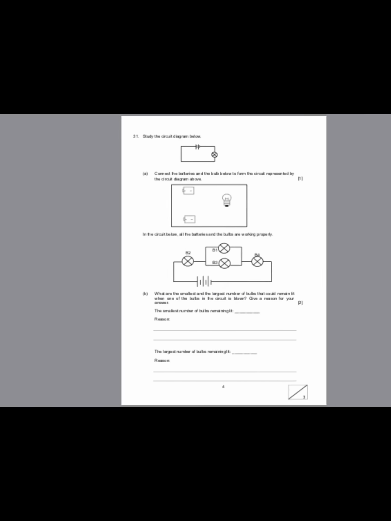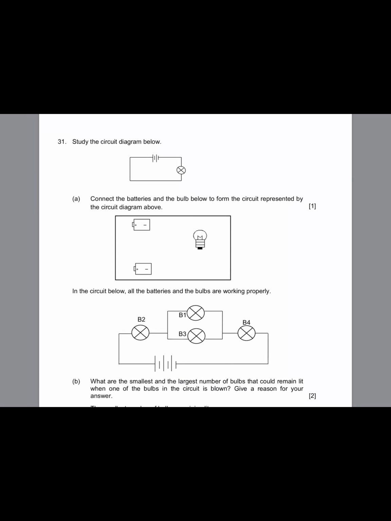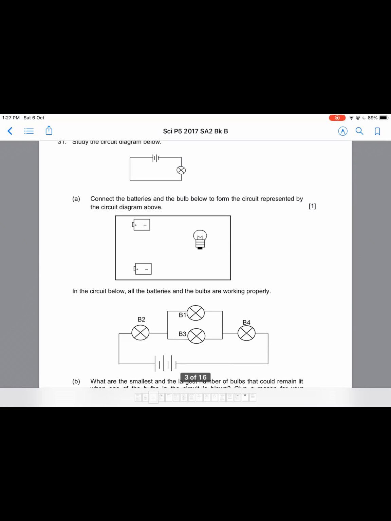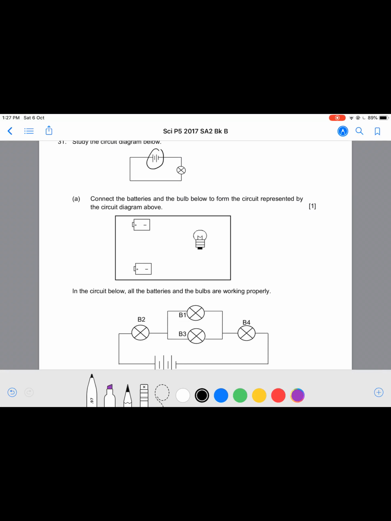Okay, question 31. Study the circuit diagram below. Connect the batteries and the bulb to make the circuit like above. Alright, so you have got 2 batteries, which is why there are 2 batteries in the circuit diagram. So remember, it must have one wire that's connecting the tip, one that connects the metal casing. Alright, so we are ready to go.